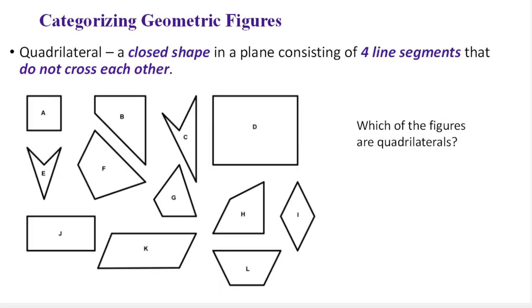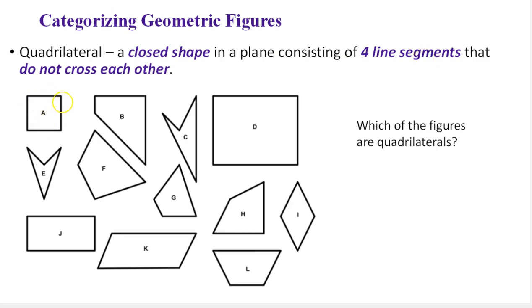So here are our shapes. Which of the figures are quadrilaterals? And we're going to see that they're actually all quadrilaterals. So first, notice that they're all closed. All of them have an inside and an outside. Next, they all have 4 line segments as sides. So you can go through these.